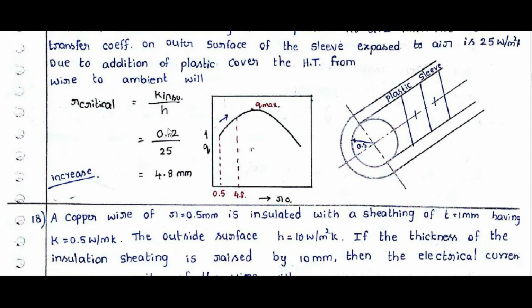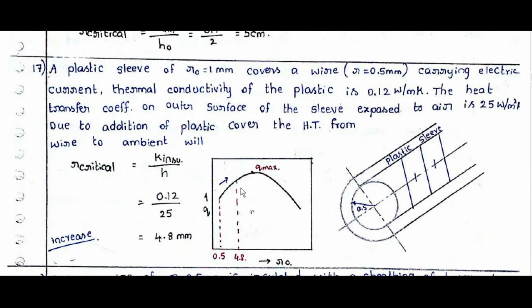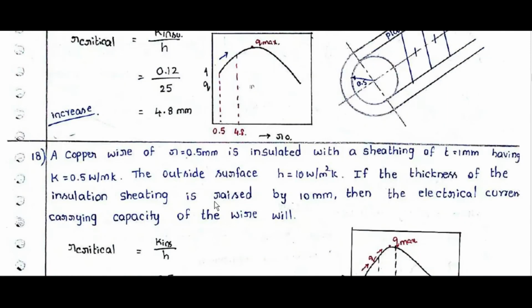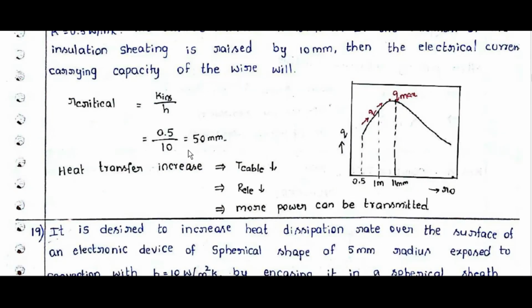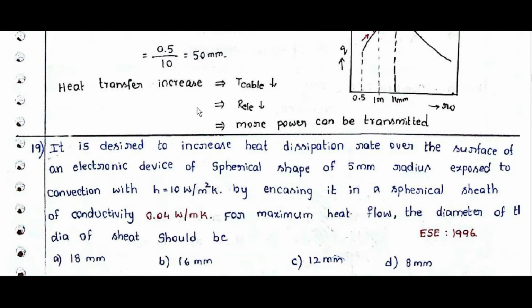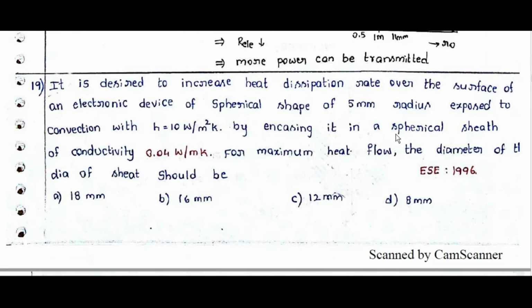R critical is equal to K insulation by H. Same here again, it is at this point. That is the same R critical, then the electric current carrying capacity of the wire. Heat transfer increases, T cable decreases, R electrical decreases, more power can be transmitted.